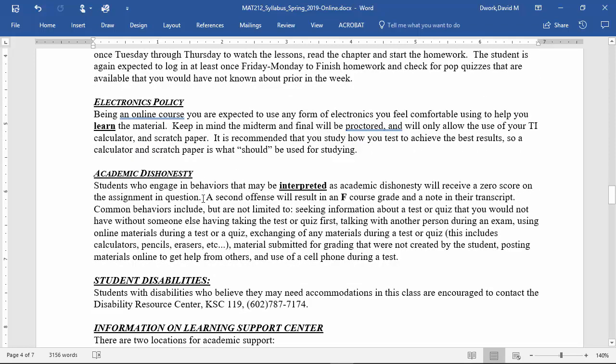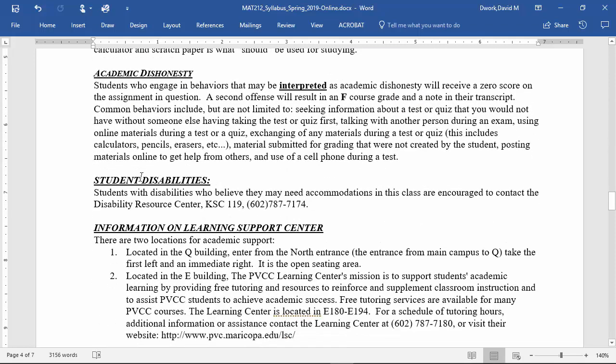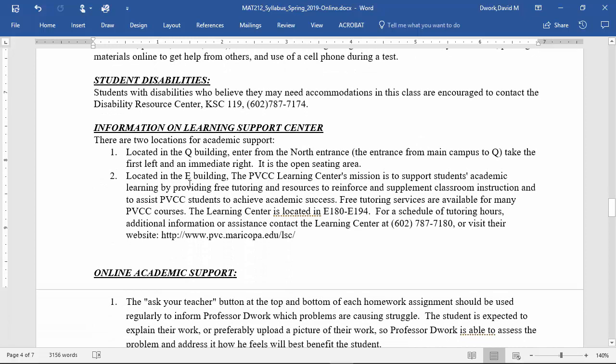Electronics, yeah, you can read that. Just don't cheat. Students with disabilities, please, I will try to accommodate in any which way I can. So if you have a disability, make sure you check in with the Disability Resource Center so that they can get your accommodations on file, and then I can do whatever I can to make life better for you.